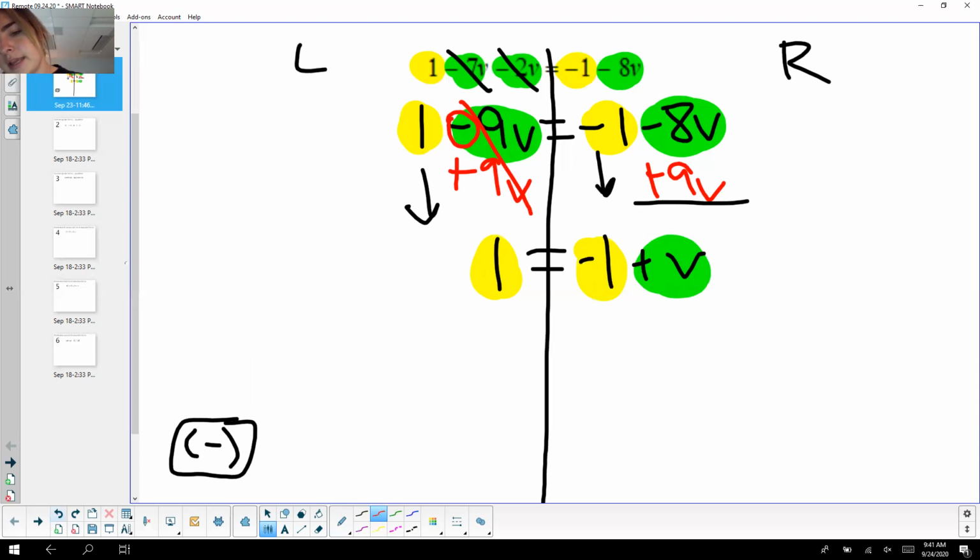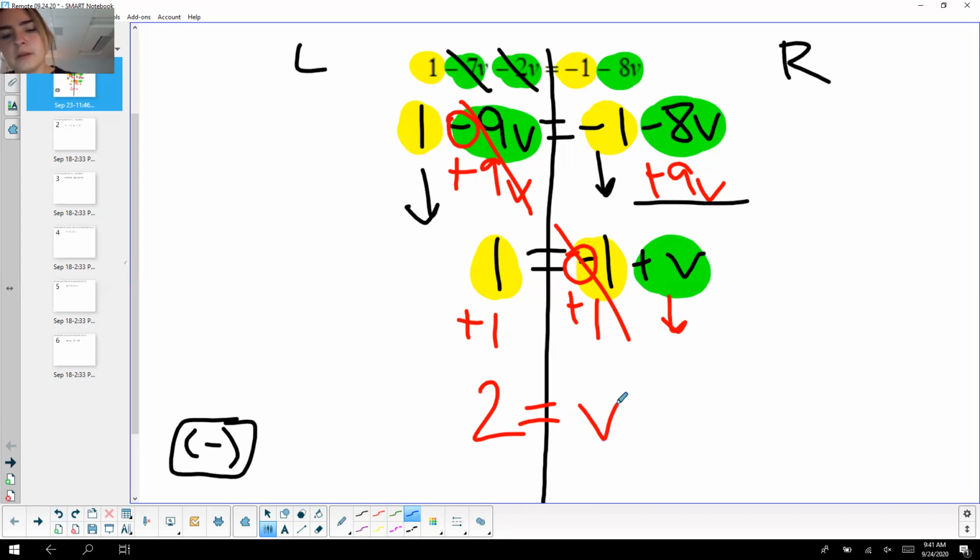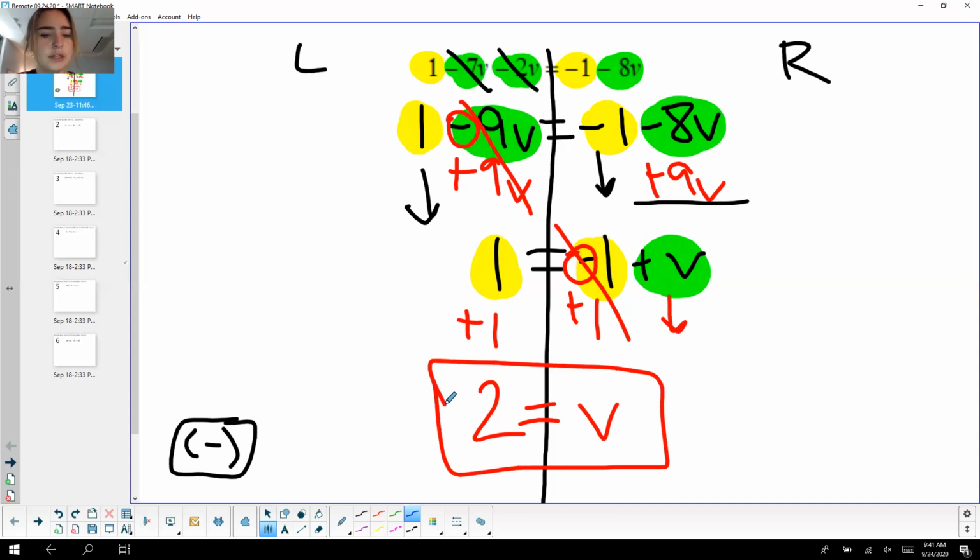I can do that by, again, when I want to move a negative term, I can do the opposite and add it to both sides. So 1 plus 1 gives me 2. And then I'm going to bring down my variable. And v is already by itself, so we don't have anything else we need to do to solve that one. So v equals 2. We solve for a missing variable. We are good to go on this problem.